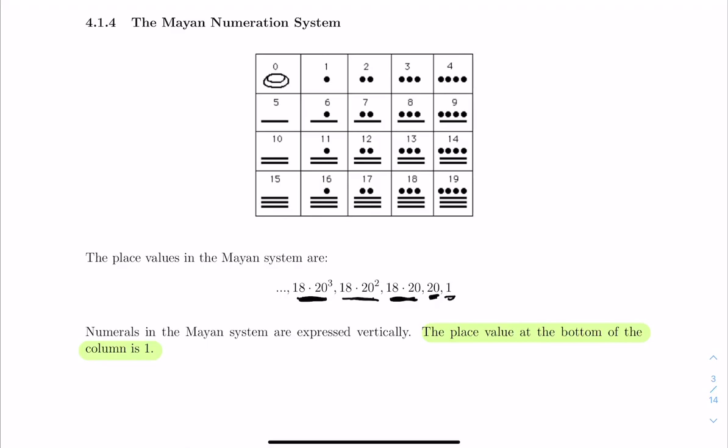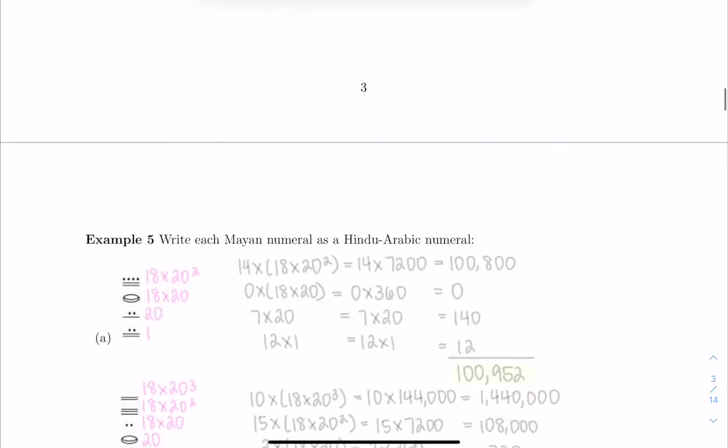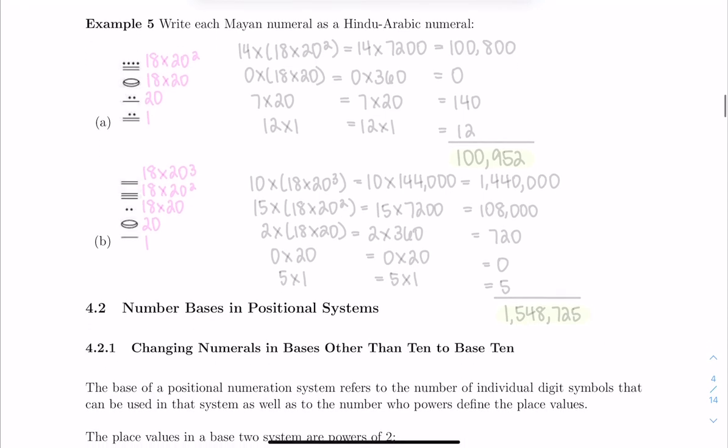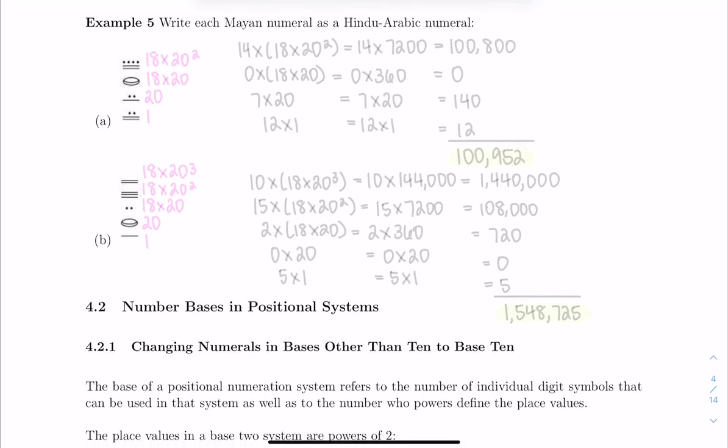So let's go ahead and write each Mayan numeral as one of our own in the Hindu Arabic numeral system. So remember that this first one at the bottom, that's going to be the first place. The second one would be the 20th place. The next one is the 18 times 20. And the next one is going to be the 18 times 20 squared. Now we just need to match the symbols with the numbers. So let's start with the top.